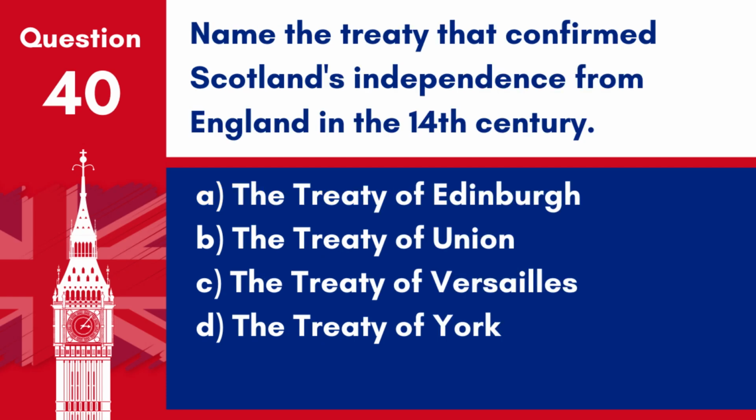Question 40. Name the treaty that confirmed Scotland's independence from England in the 14th century. A. The Treaty of Edinburgh. B. The Treaty of Union. C. The Treaty of Versailles. D. The Treaty of York. Answer: A. The Treaty of Edinburgh. The Treaty of Edinburgh in 1328 recognised Scotland's independence from England after the First War of Scottish Independence.